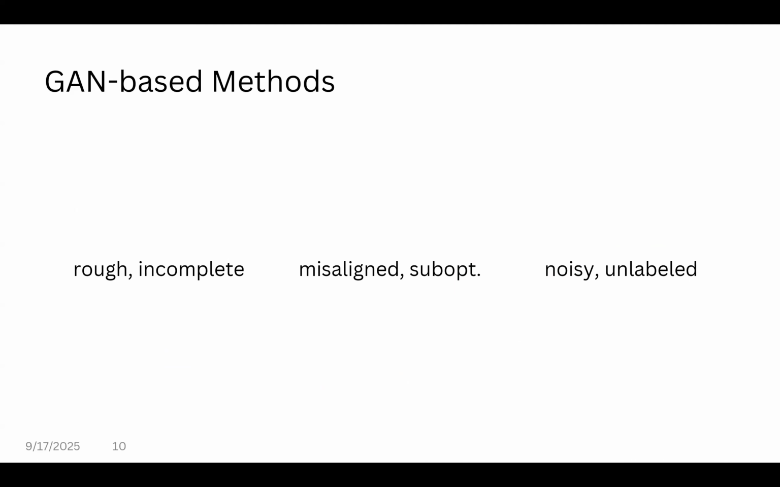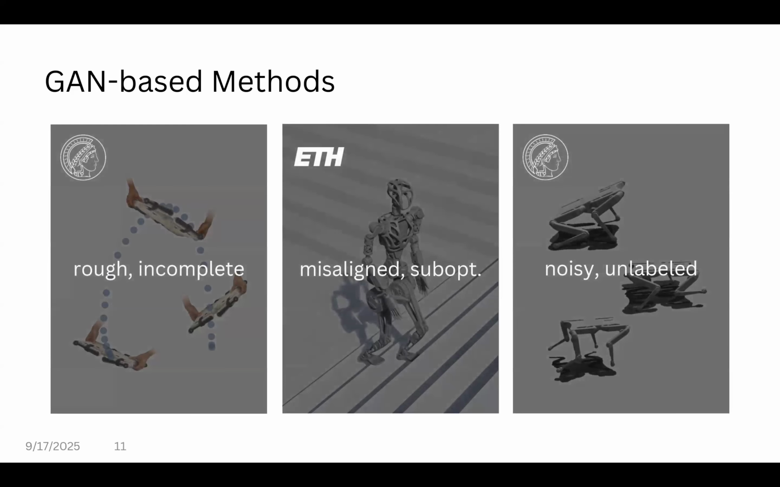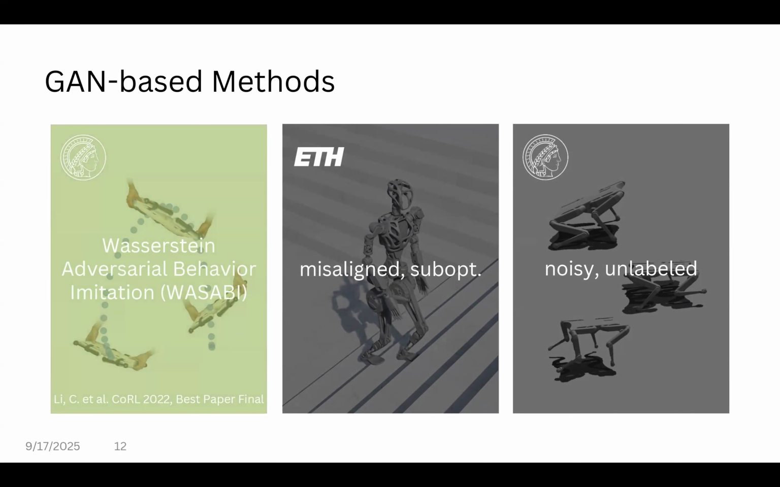I'm going to talk about what they are later. So this corresponds to the three works I'm going to briefly mention. And the first thing, we propose something called Wasserstein-based adversarial imitation, or Wasabi, to deal with that.